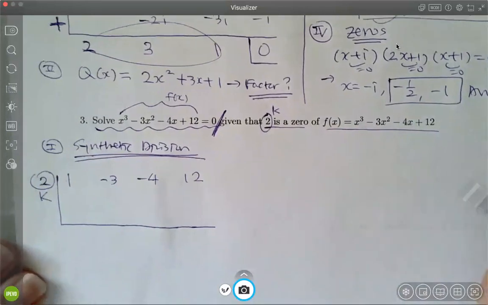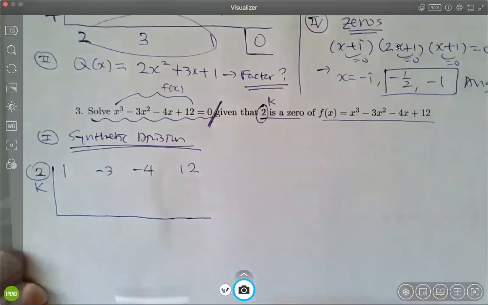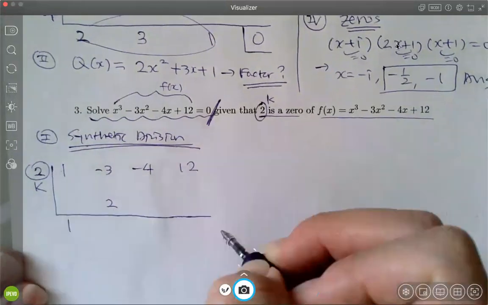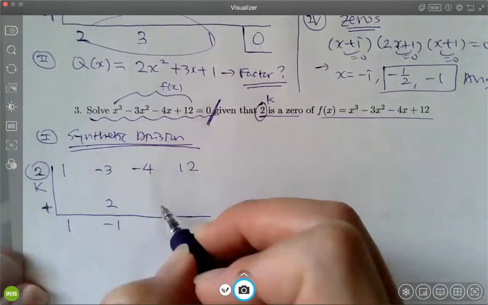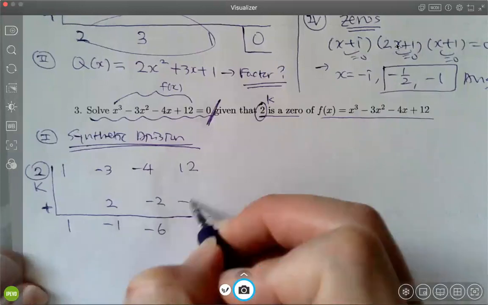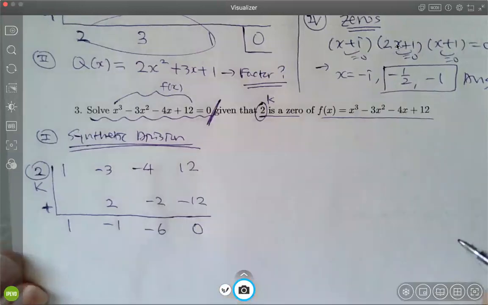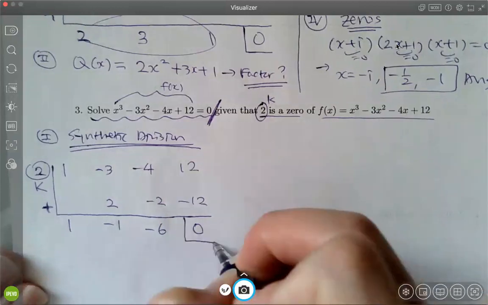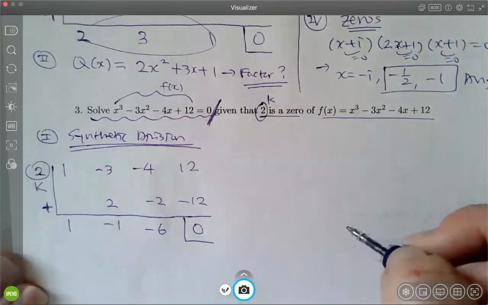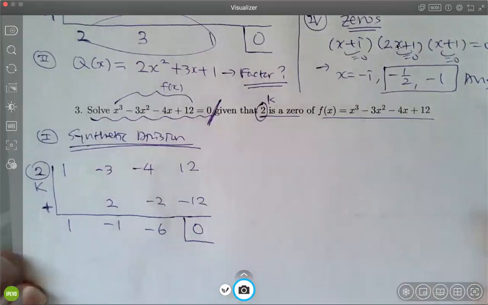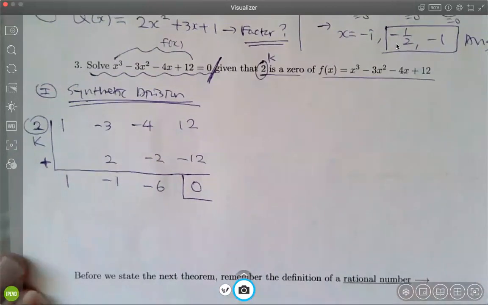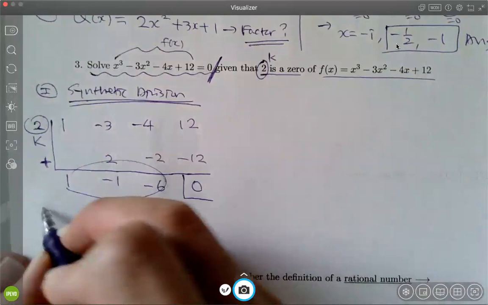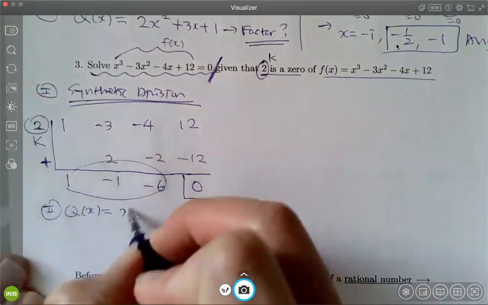Now do the division. Bring down the 1, and then multiplication by 2, and then addition. So that's negative 1, and then negative 2, negative 6, negative 12, and 0. Now we got a 0 remainder. Is that surprising? No, because 2 was a 0, so of course the remainder has to be a 0. And so we are looking at the quotient. The quotient is x squared minus x minus 6.